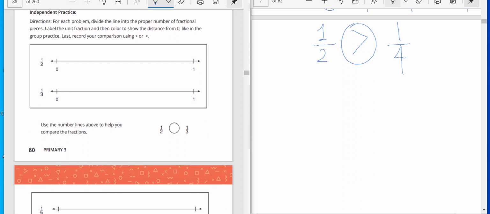Okay. This line, the first one, we want to represent the half. So we divided the number line into two equal parts. Each part represents half.